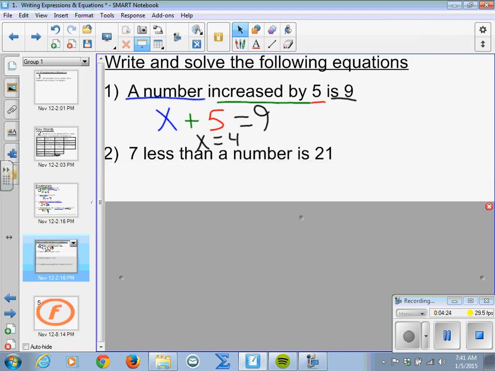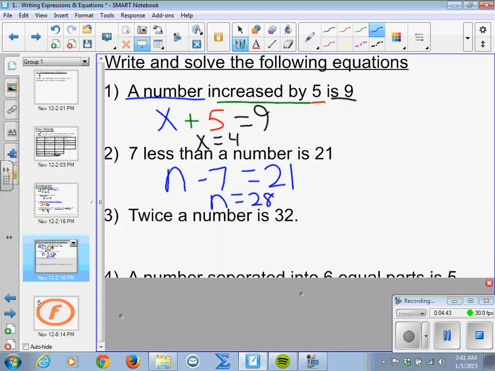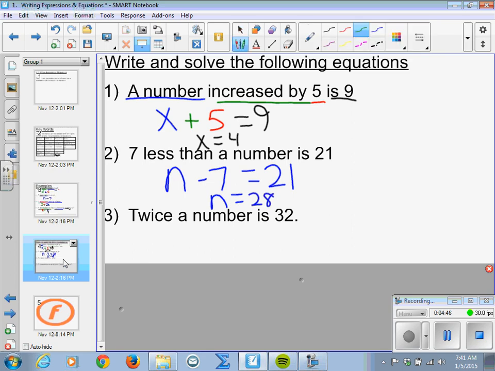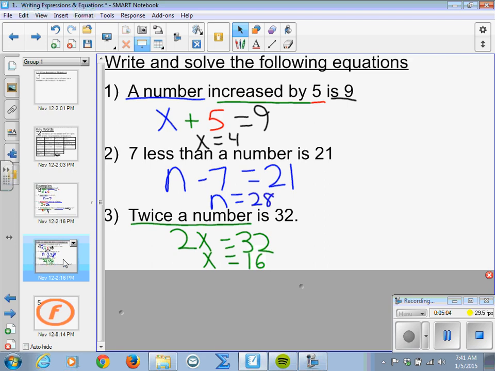7 less than a number is 21. Okay, so we have 7 less than a number, so we know that the number comes first. And equals 21. We see that one, we should know that n equals 28. Now we have twice a number is 32. So twice a number means we're multiplying. Equals 32. And we should know that x equals 16. You guys did one-step equations last year. If you've forgotten what to do, please see me. I expect you to know that one step.